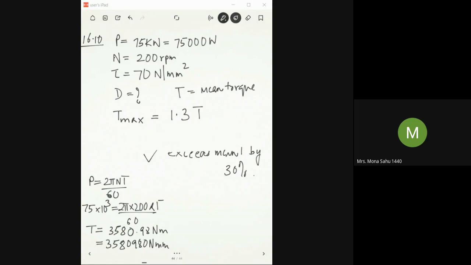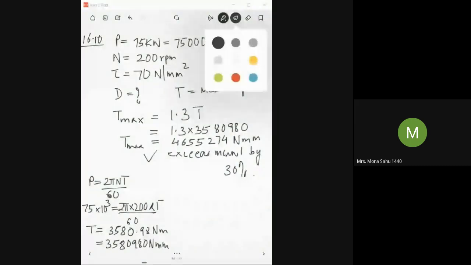1.3 times mean torque. Okay, so here you have to substitute the mean torque value, and finally the maximum torque here is 4,655,274 Newton mm. Okay, now this value you are supposed to use in your torque equation.